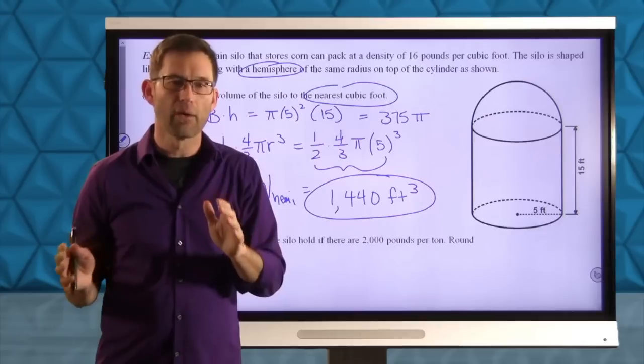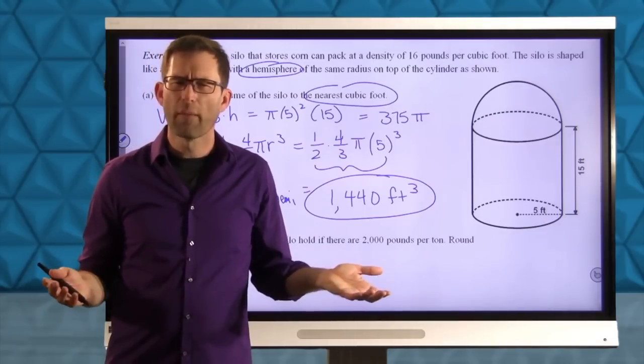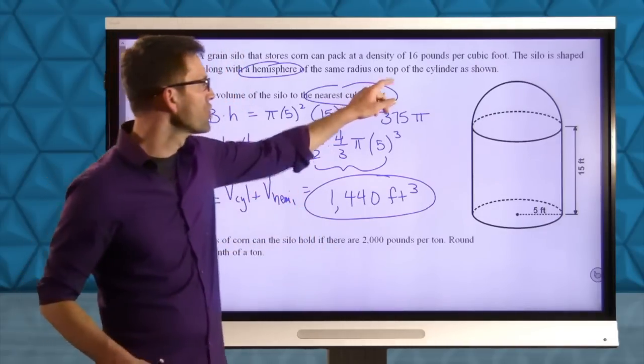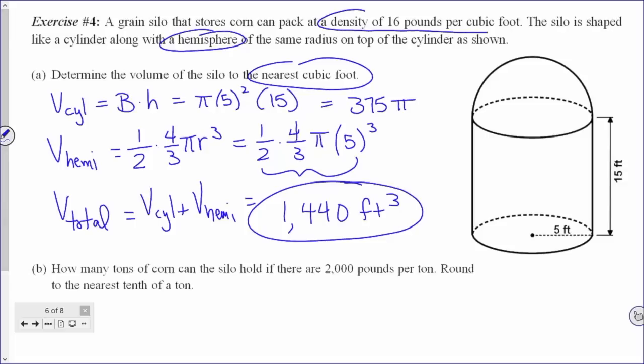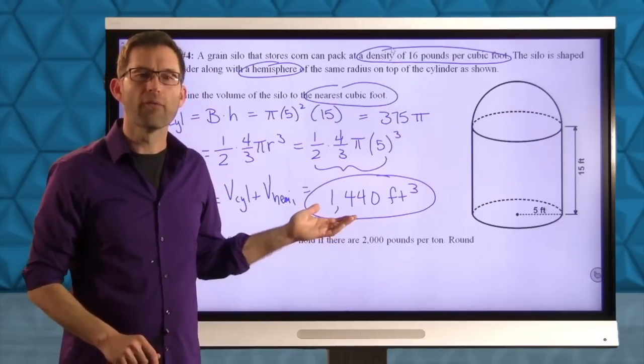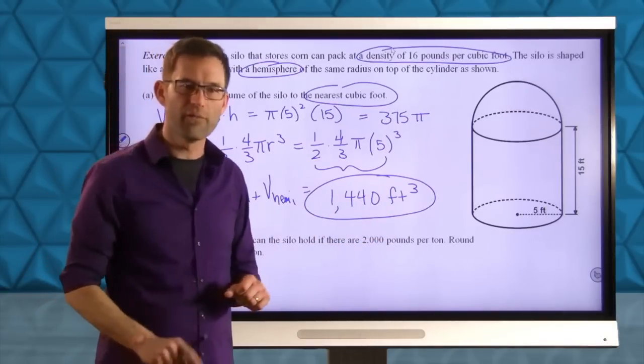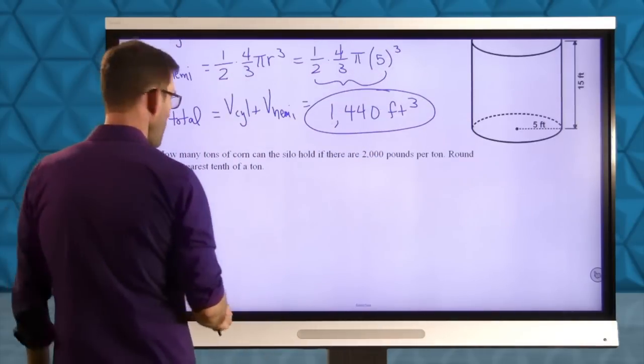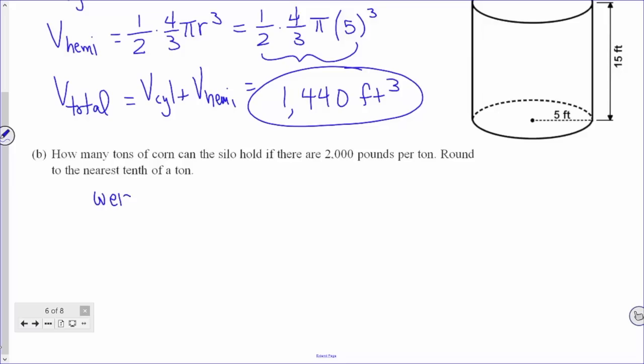There are 2,000 pounds per ton, but we don't know how many pounds there are yet, except we're told up here that the corn will pack at a density of 16 pounds per cubic foot. And we know we have 1,440 cubic feet. So we can figure out the amount of weight we have by doing that: 1,440 cubic feet times 16 pounds per cubic foot.